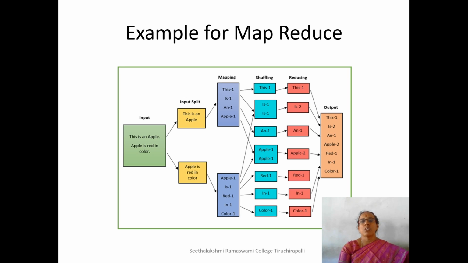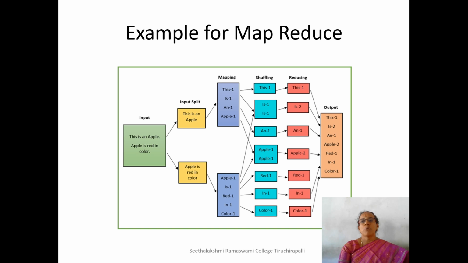The example for the map reduce. In the input, this is an apple. Apple is red in color. In the input split, this sentence is divided into two subsets: first, this is an apple; second, apple is red in color. From this input set, we map it.